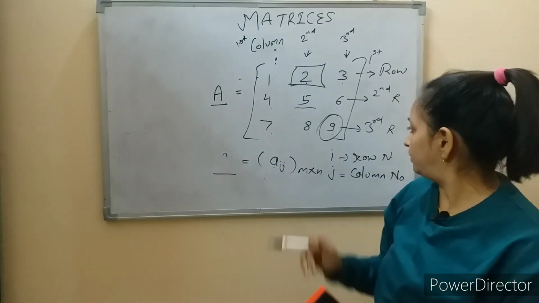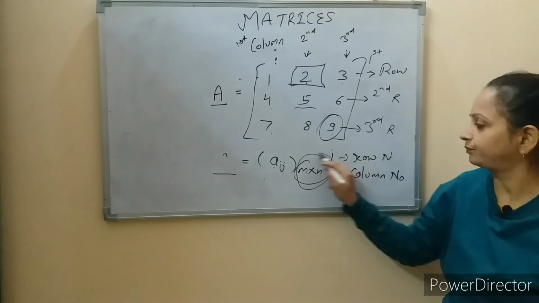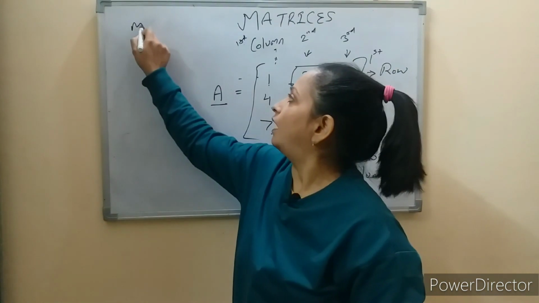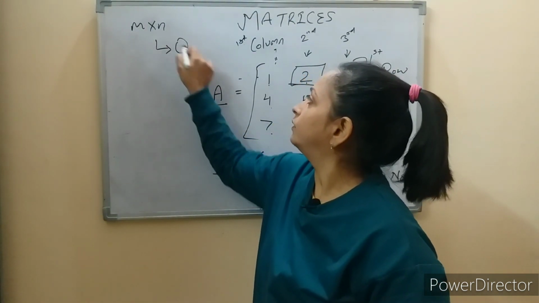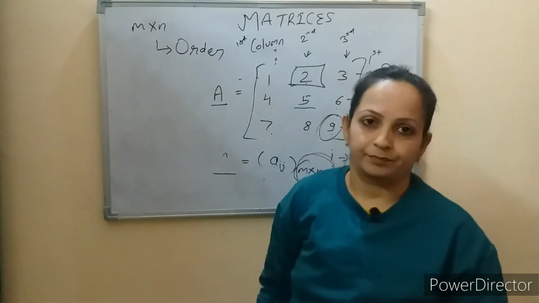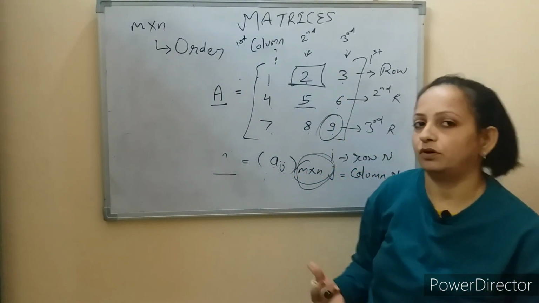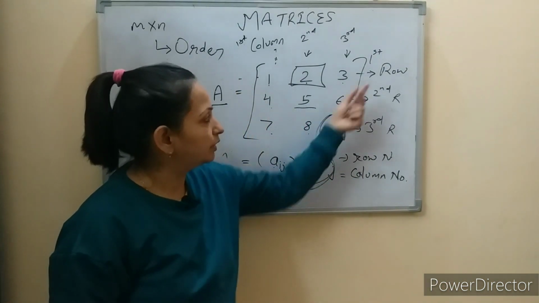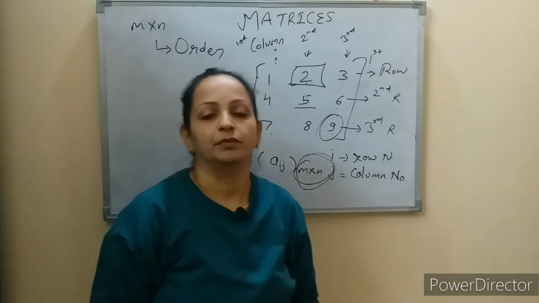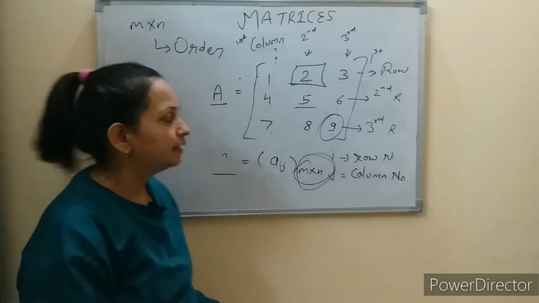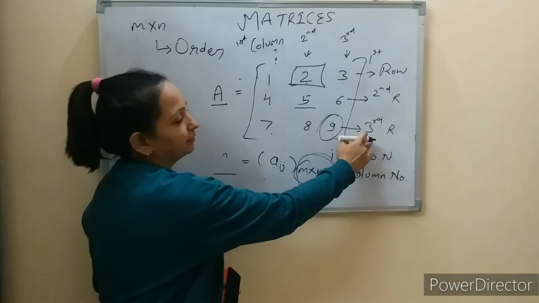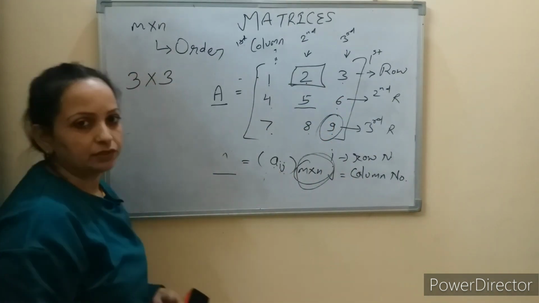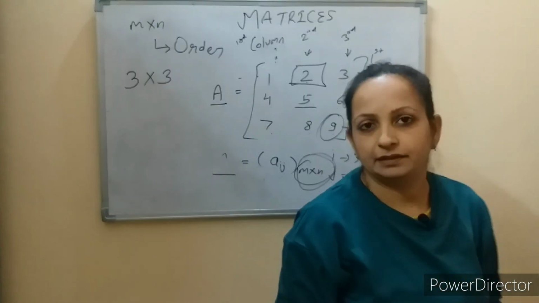So one more thing here I want to explain, that what is this. I am writing here M cross N. So what is M cross N? M cross N is called order of the matrix. And now what is the order of the matrix? Order of the matrix says the number of rows and the number of columns. How many total number of rows in the matrix and how many total number of columns are there in a matrix. Just like this example, we are having 3 rows and 3 columns. So order of the matrix will be 3 cross 3, or we will say like 3 by 3.